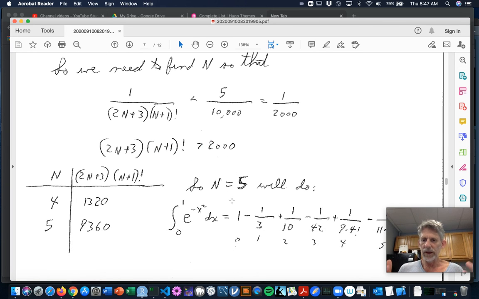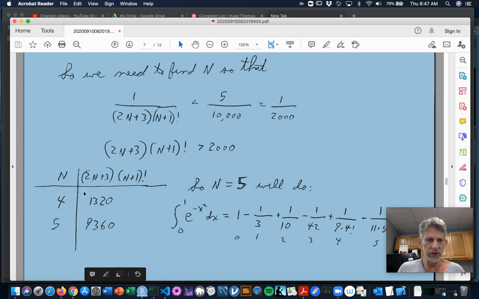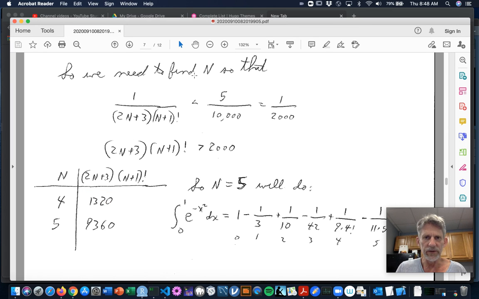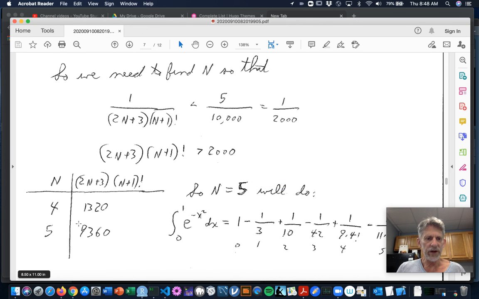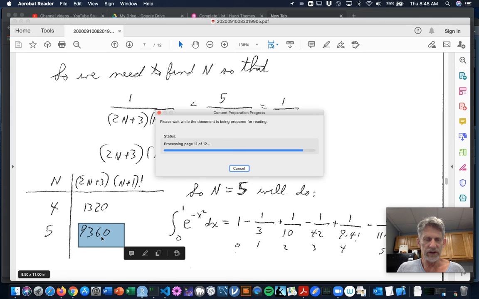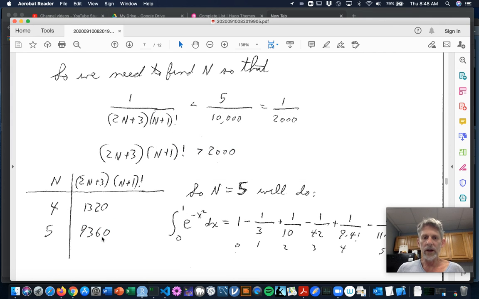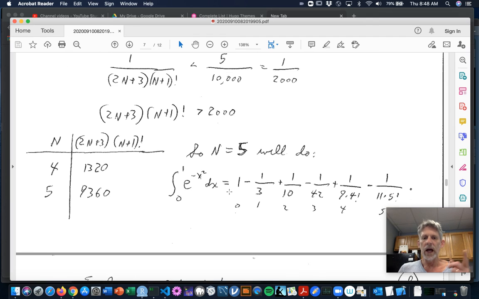And so what I could do is maybe pull out a calculator and try for a few small values of n, like n is 1, n is 2, n is 3, so on. And I've got a little table here for when n was 4, I got that this quantity was 1,320. Let me fix the width. And when n was 5, it worked out to 9,360. I only needed it to be 2,000. This is not enough. This is more than enough. So I'll stick with the capital N as 5. That's going to do.